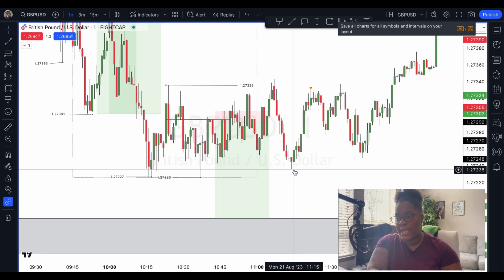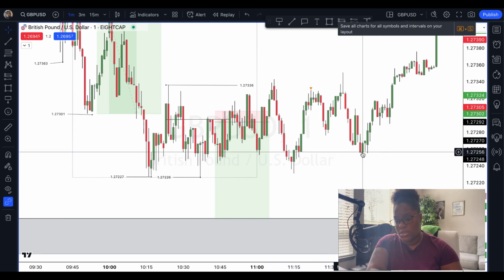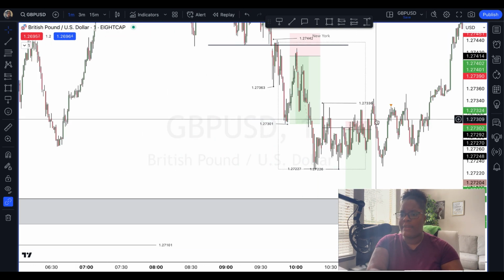This trade would have been taken at 11:15. This trade at 11:43 fits my rules, TMP rules perfectly, perfect execution. That would have been profitable.